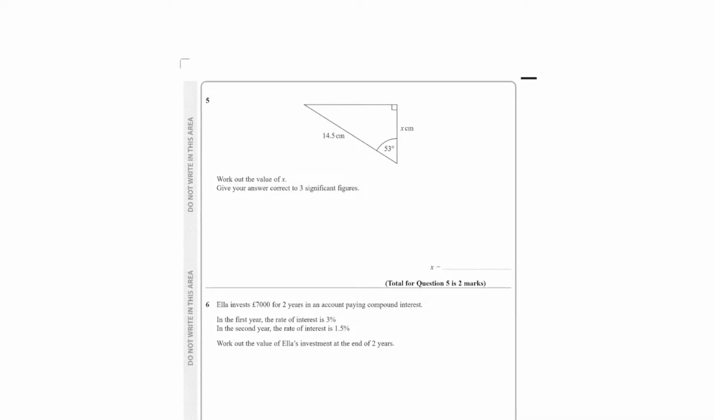Anyway, so we've got question 5. Work out the value of x. Give your answer correct to 3 significant figures. This is obviously basic trig. Given that, you guys, I don't think you had basic trig in the Edexcel paper 1, did you? So this could come up in paper 2 or paper 3 like this.